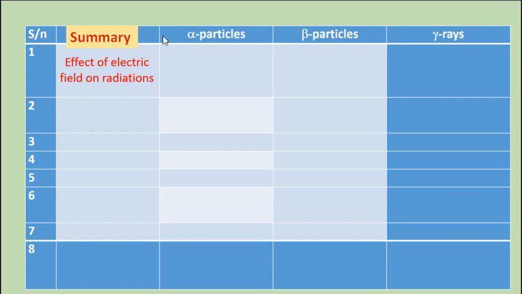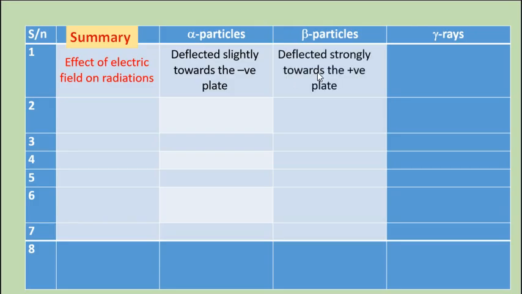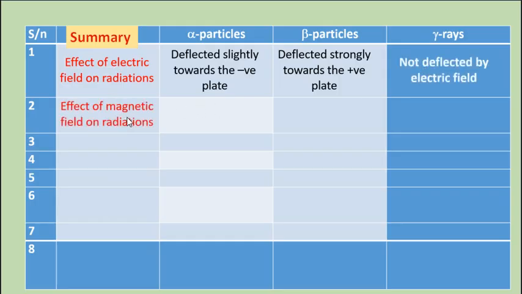So now, what do you notice about alpha particles? Alpha particles are deflected towards the negative plate, telling you that they are what? Positively charged particles. So now, you notice that they are deflected towards the negative plate. What of beta particle? Deflected towards the positive plate. If you go back to that animation, you can see it clearly. What of gamma radiation? In that first animation, what do you notice about gamma radiation? Not deflected.